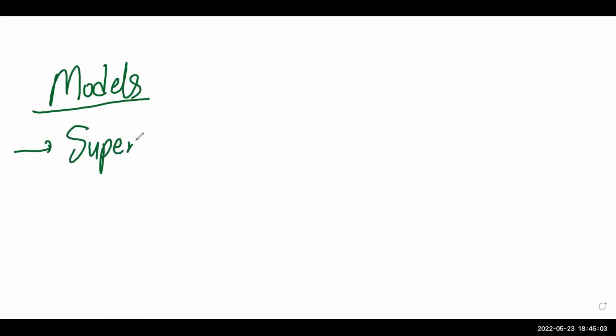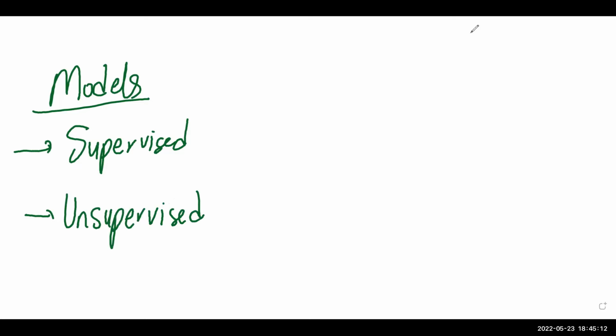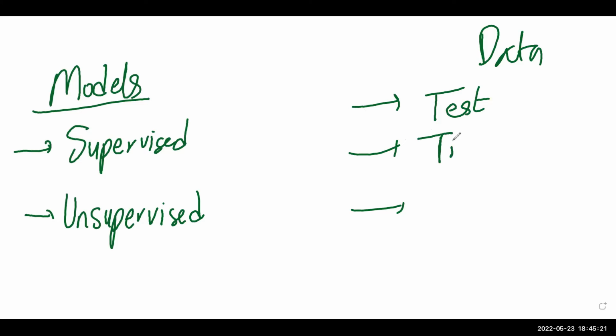We basically divide the models into two categories: supervised models and unsupervised models. Similarly, for type of data, we have three types: test data, train data, and holdout data. Why am I telling you these things? Because if you use these terms in the research paper, it will add value.